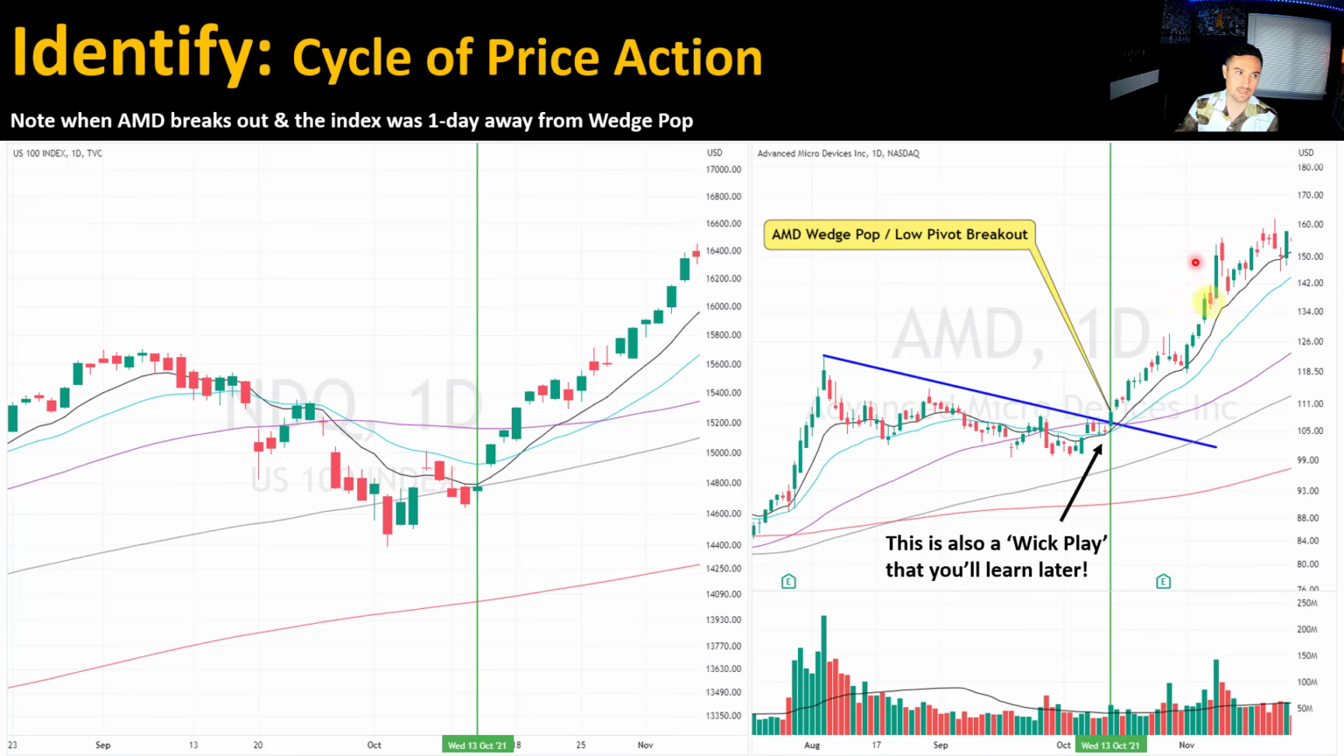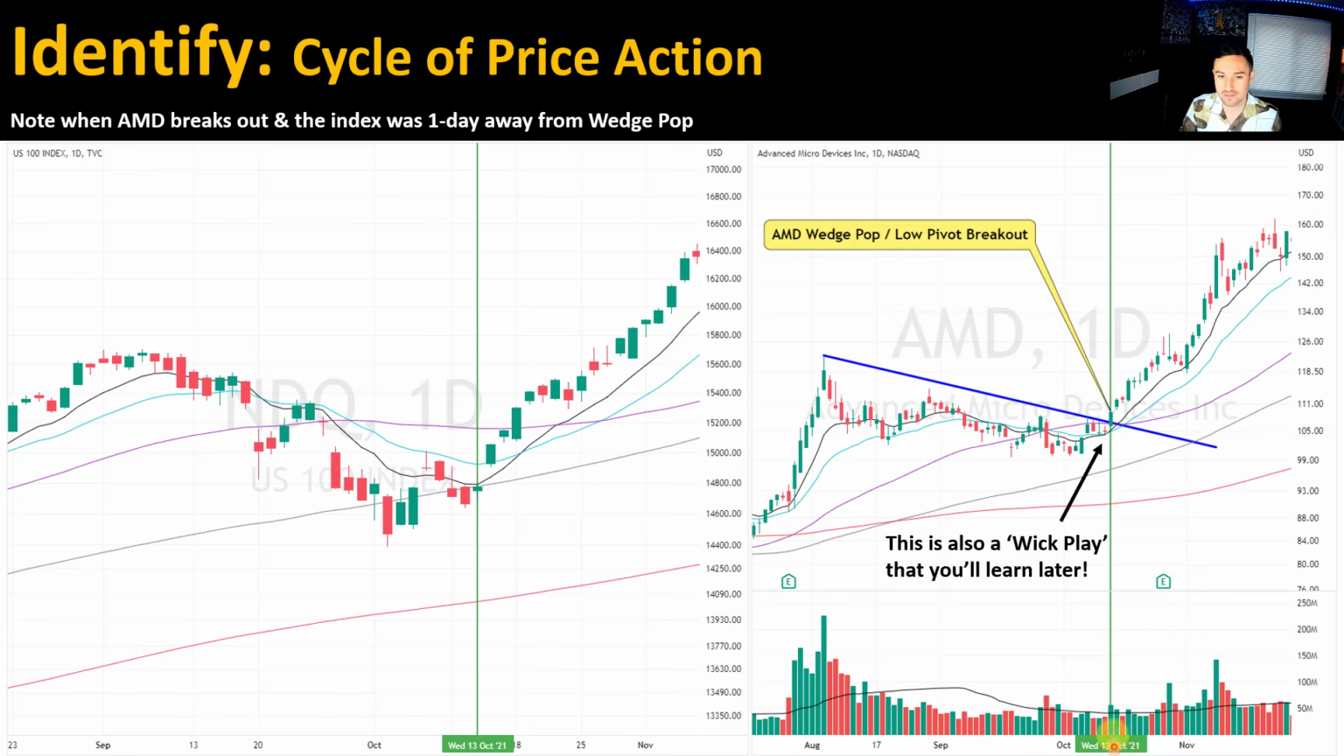So this is then quite interesting. Here on the right hand side, we have AMD. And then I've tried to line up here the NASDAQ composite as well. Now this is feeding into the relative strength point as well. So where is the wedge pop slash low pivot breakout for AMD? Well, I've kind of pointed to it, haven't I?